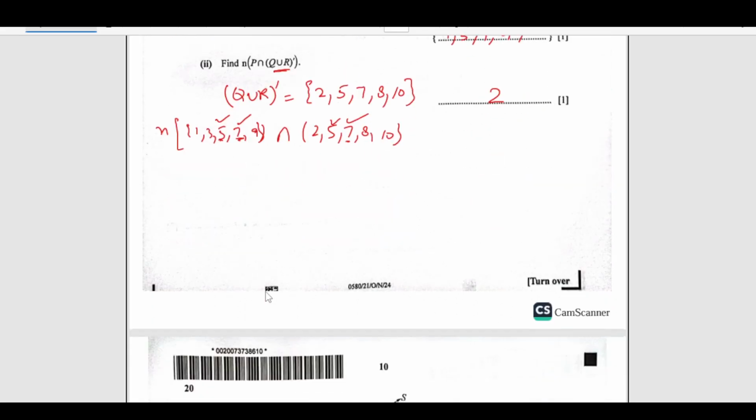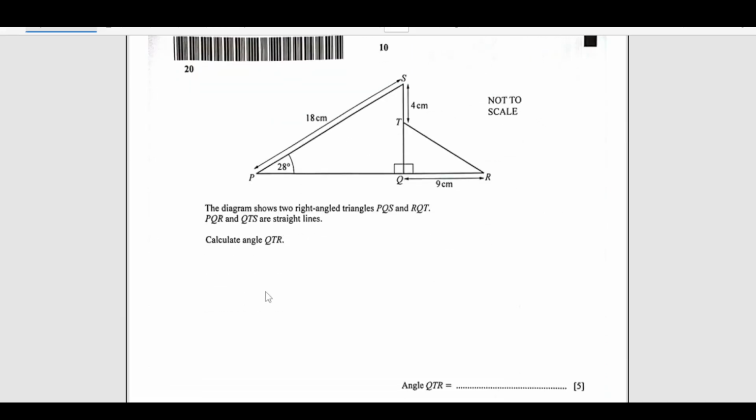Okay. Now we have question number 20. The diagram shows two right angle triangles PQS and RQT. PQS and QTS are straight lines. Calculate QTR. QTR, where is it? This one, right? We are looking for this one. So now we have, this is 28, right? So I can find out the value of, okay, let's say this is x.